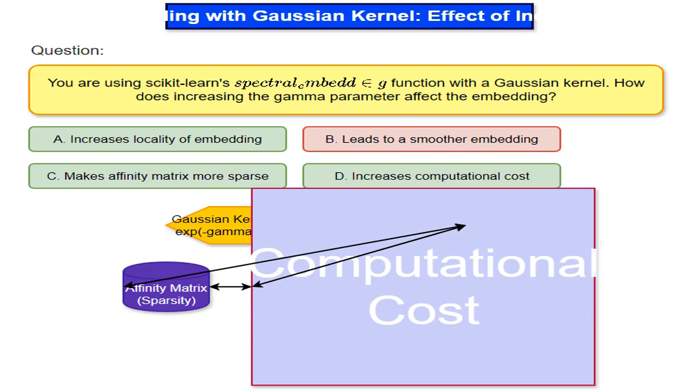Now, let's talk about the computation. You might think a sparser matrix is faster to process. But a higher gamma value means more calculations to determine those very small values near zero. This can lead to higher computational costs, depending on how the eigendecomposition is implemented. So, while sparsity can help sometimes, the extra precision needed for those tiny numbers can make things slower.